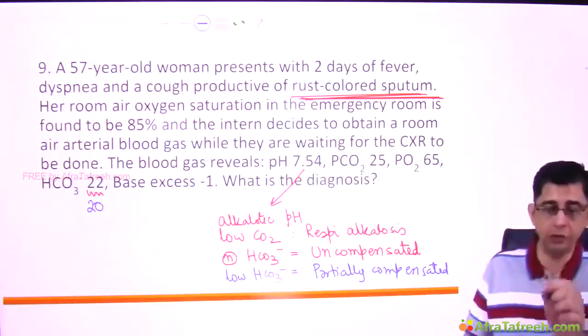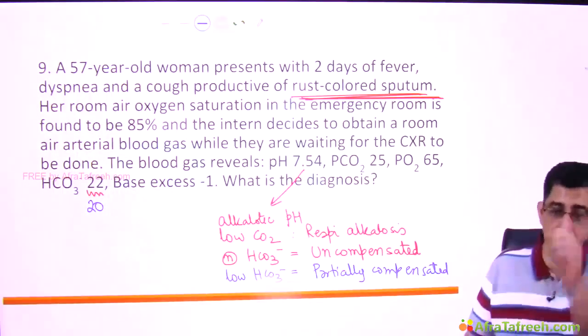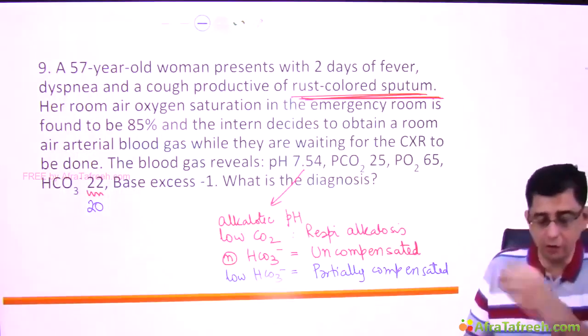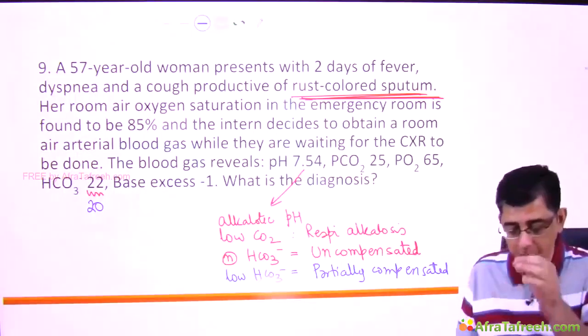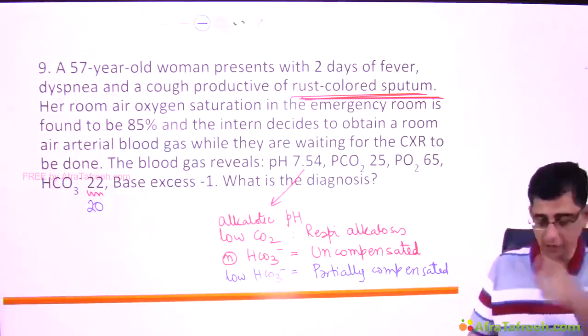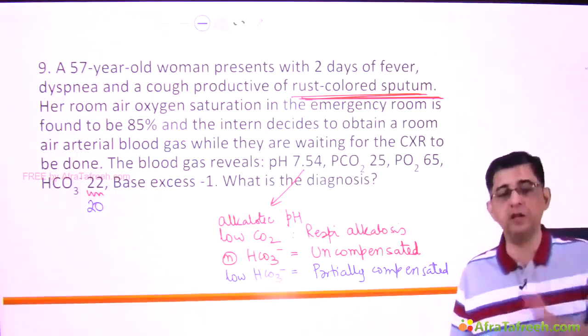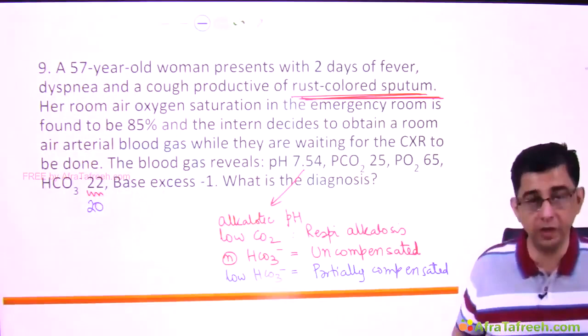You see, most of you are hell-bent on doing mathematics in this question. I'm saying if you just use common sense, half the job will anyway be done. This is partially compensated respiratory acidosis if the value of bicarb is high. Otherwise, in the standard way the question is given, it is the uncompensated variety.